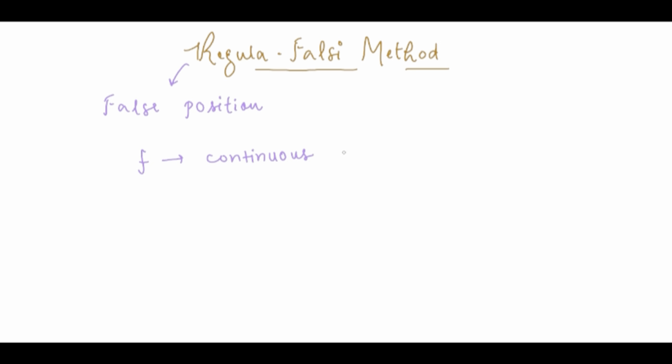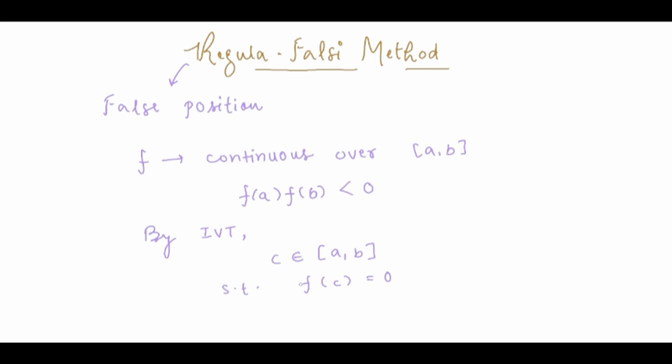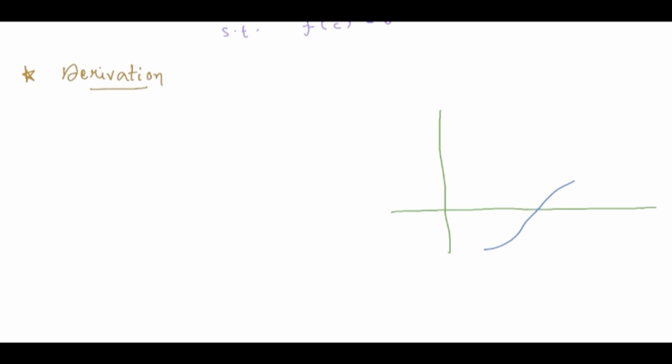We begin with a continuous function that satisfies f(a) times f(b) less than 0. Therefore, by the intermediate value theorem, at least one root lies within that interval. So instead of taking the midpoint, we draw the secant line joining the endpoints, and the x-intercept of this secant becomes our next approximation. Notice that the secant line is influenced by the shape of the function, and that is why the regula falsi method usually converges faster than the bisection method.